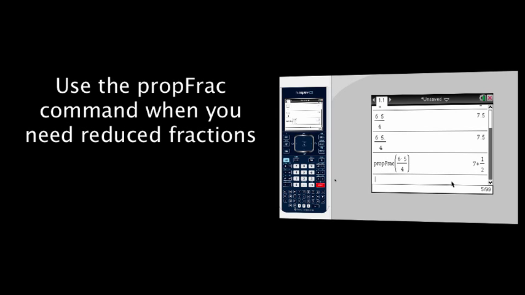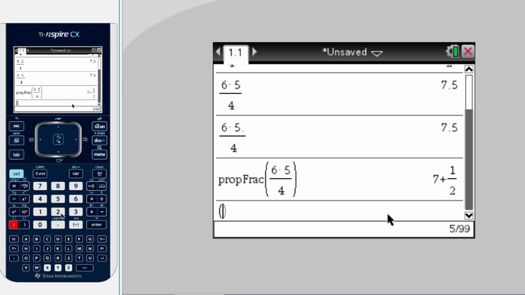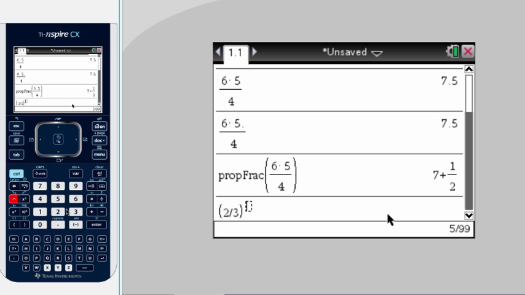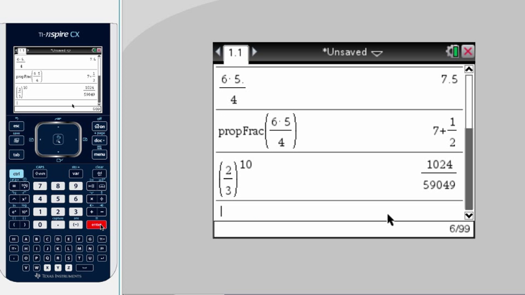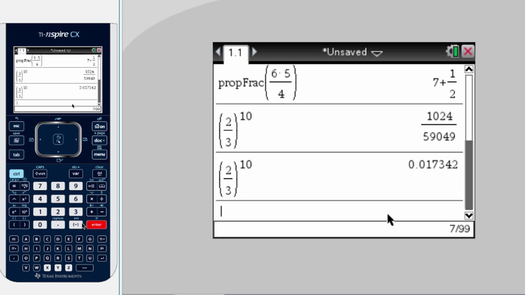Now, let's give you another example. Let's do 2 divided by 3, and let's take that to the 10th power. And we have 1024 divided by 59,049. It shows it as a proper fraction. Now, if we hit Control Enter, it will give us the decimal approximation.